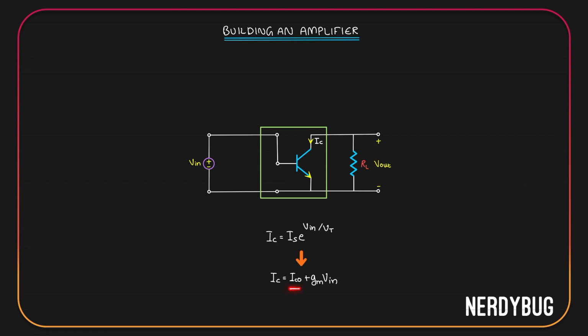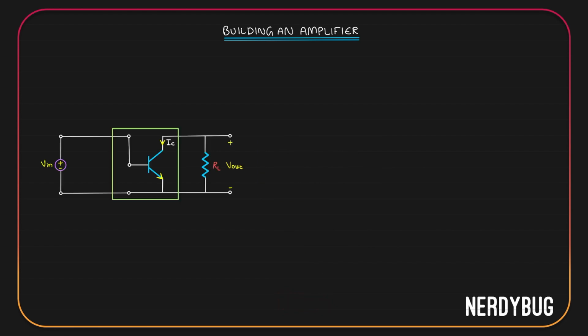IC is IC naught plus gm V input. This is a linear equation. So IC here is directly proportional to the input voltage. So in the original equation, IC and the input voltage had an exponential relation, but now they have a linear relation, which was exactly what we wanted. So for small signals, we can say the current that we get is actually proportional to the voltage that we give. Let us draw this circuit in a better way now.